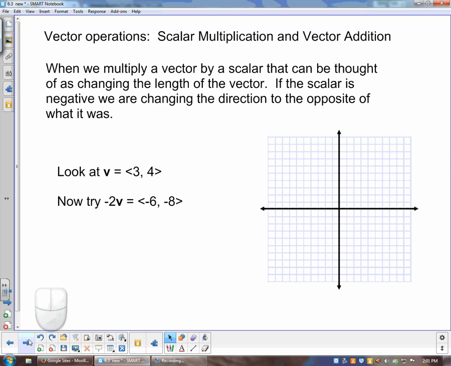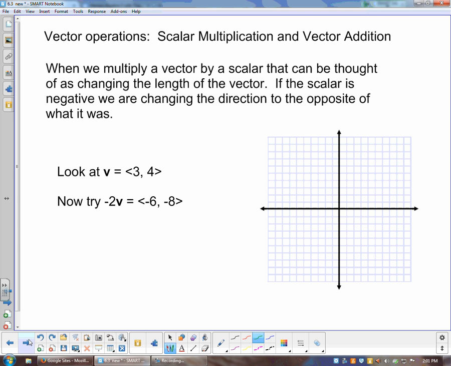All right, let's talk about vector operations. There's scalar multiplication and there's vector addition. When we multiply a vector by a scalar, that can be thought of as changing the length of the vector. If the scalar is negative, we are changing the direction to the opposite of what it was. So let's take a look at this example.